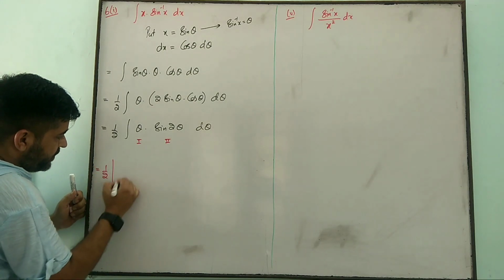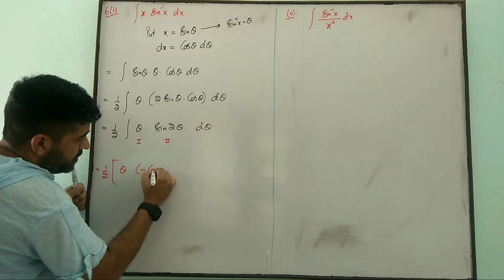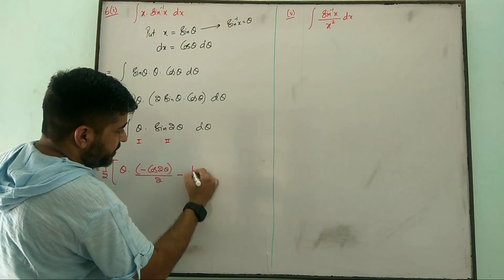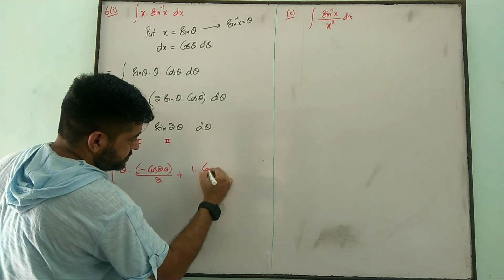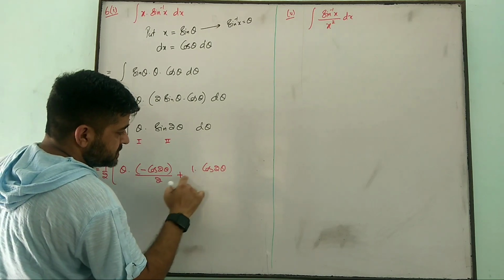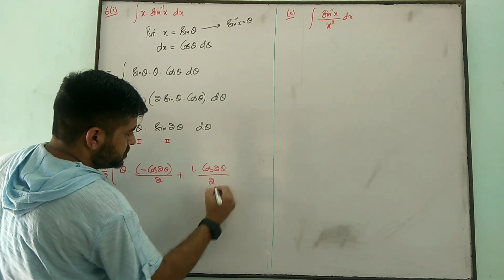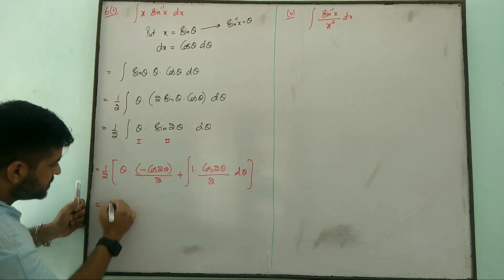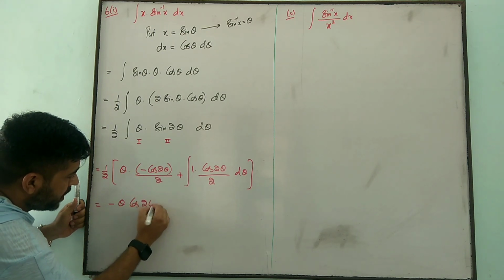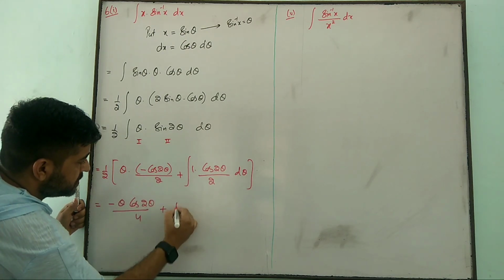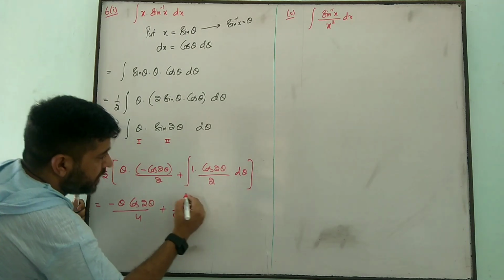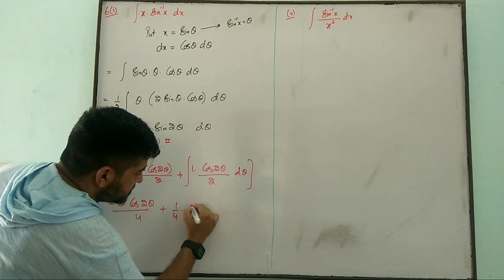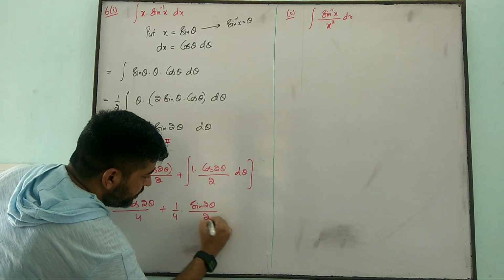So first function as it is, integral of this, minus cos 2 theta upon 2, minus derivative of this and integral of this, that is plus plus minus minus plus upon 2 and integral again. This is minus theta cos 2 theta upon 4 plus 1 upon 4, and cos 2 theta integral is sin 2 theta upon 2, plus c.